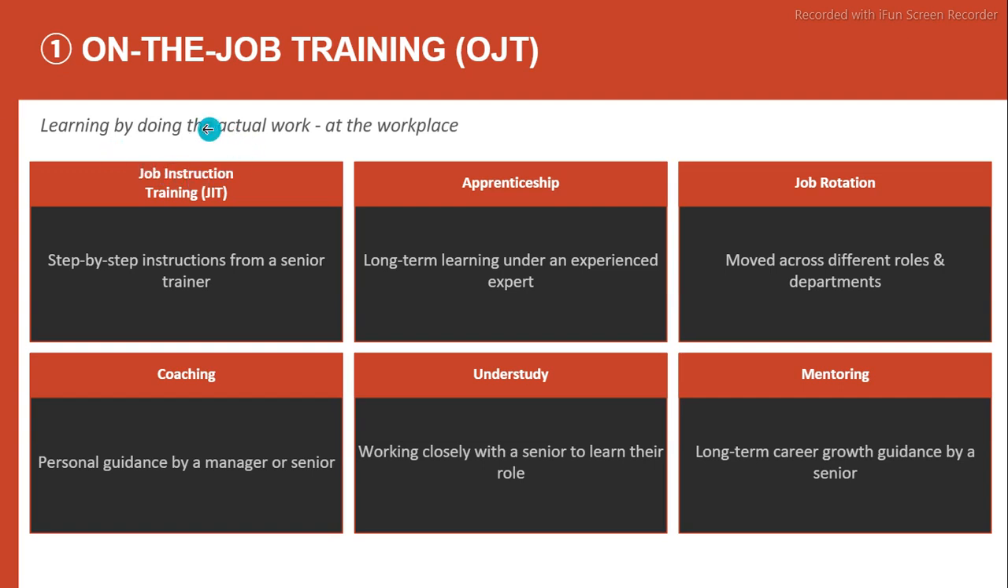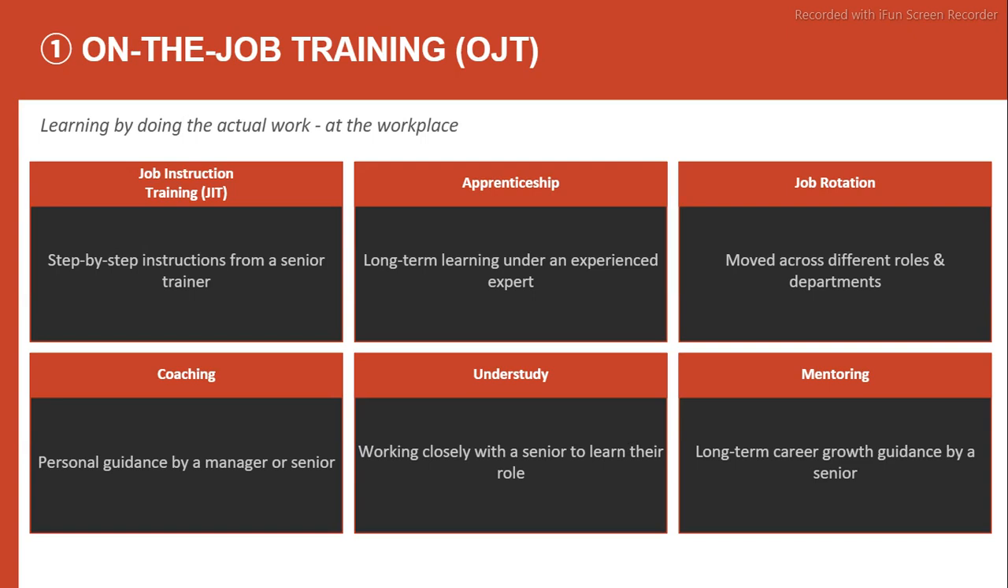When we talk about job instruction training, called JIT in short, JIT is all about job instruction training. Here the trainer gives step by step instructions. For example, a senior shows a worker how to operate a machine. So this is a simple, direct, and practical way of learning.